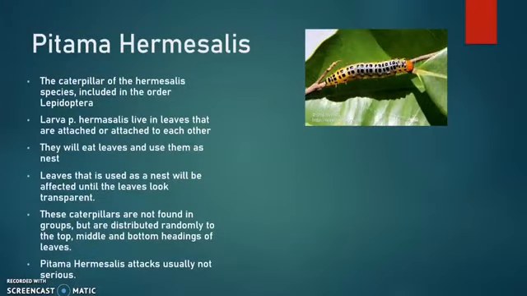Pitama hermacelis. The caterpillar of the hermacelis species is in the order Lepidoptera. Larvae of Pitama hermacelis live in leaves that are attached to each other. They will eat the leaves and use them as nests. Leaves that are used as a nest will be affected until the leaves look transparent.